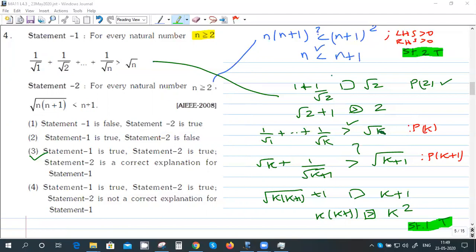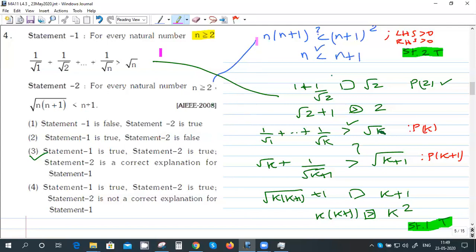Sir, I did. It's obviously true, no? Yeah. Okay. Now, what about statement 1? It's also true. Did you do it properly? Okay. So which option is correct then? 3. Okay. Right. Daksh, what about you? 3 only.